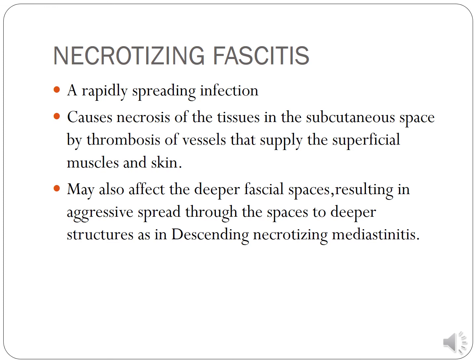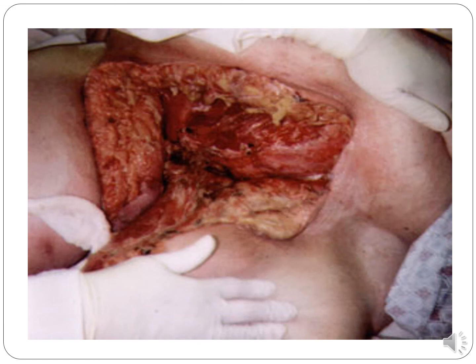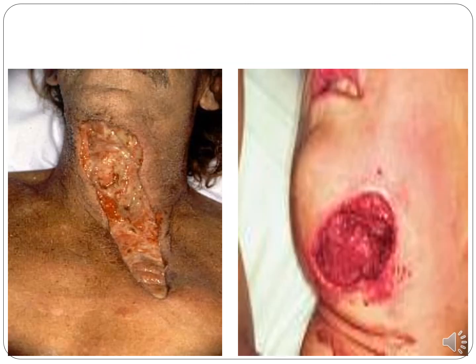They result in aggressive spread through the spaces to deeper structures, and it can cause descending necrotizing mediastinitis. This is how it appears. This entire skin gets sloughed off, and it reaches as low as the chest. In this condition, septicemia can very easily settle in, and it can prove fatal to the patient. The patient will be literally dying.